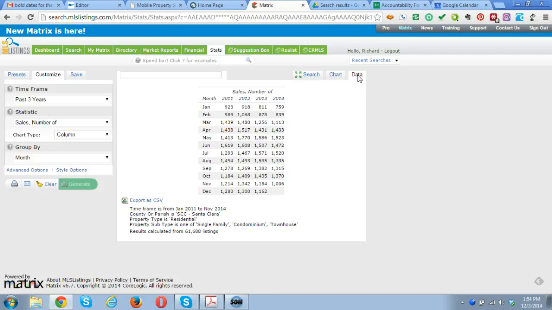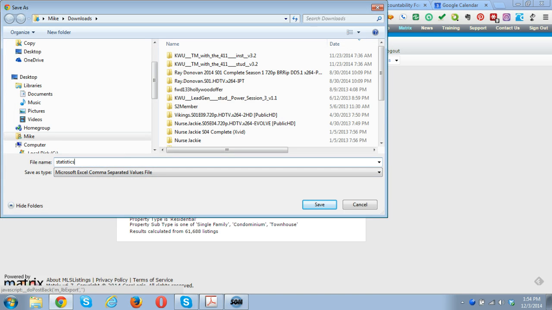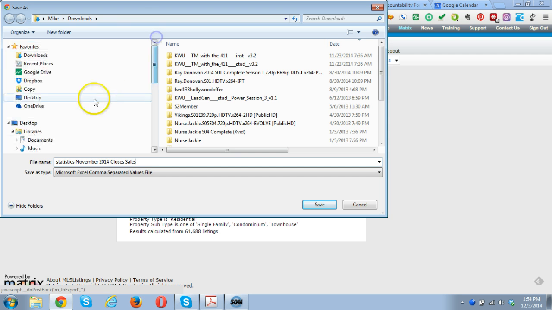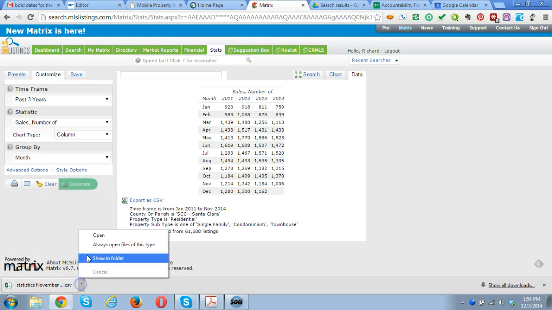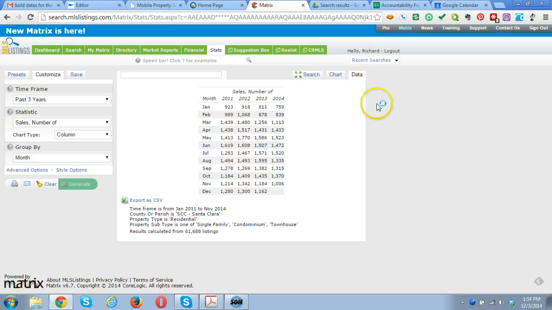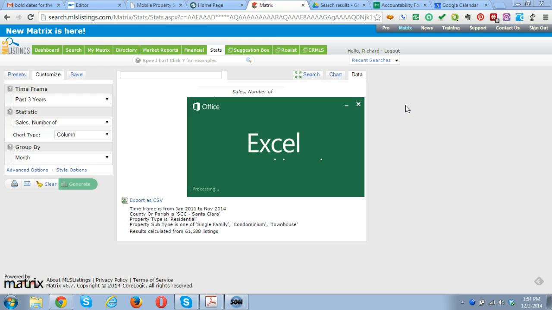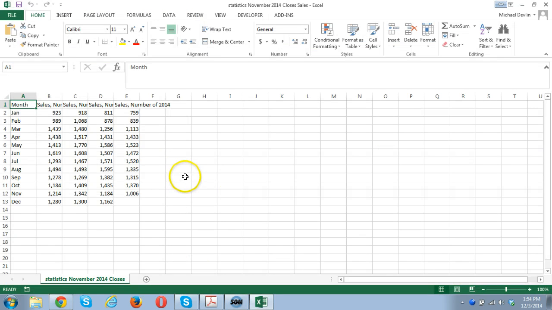Here is the data. Looks like the same numbers that Jeff reported yesterday. I downloaded it as a comma separated value file, November 2014 closed sales, and I'm just going to stick it someplace where I can easily find it. And I open it up. So I now have the past 3 years. Okay. So here we go. Here are more statistics than we really wanted to know.